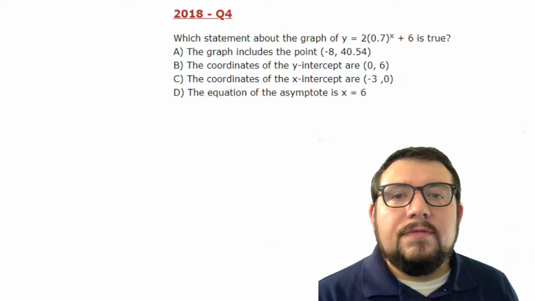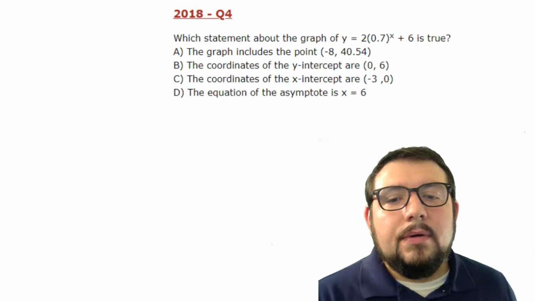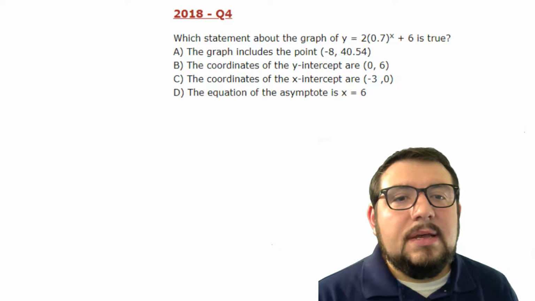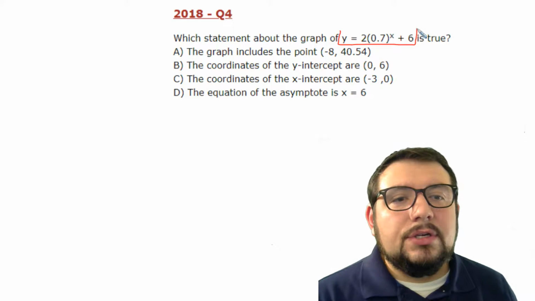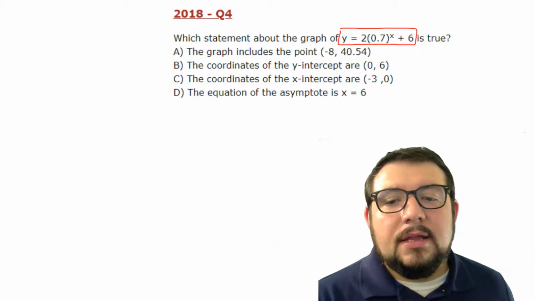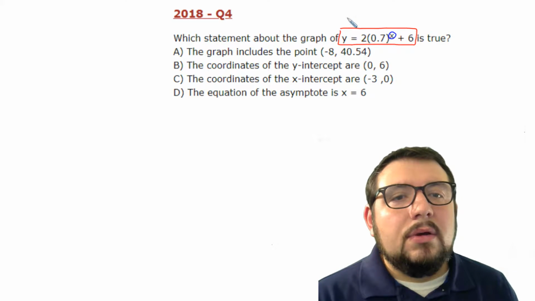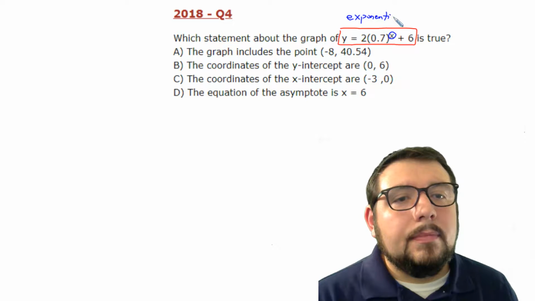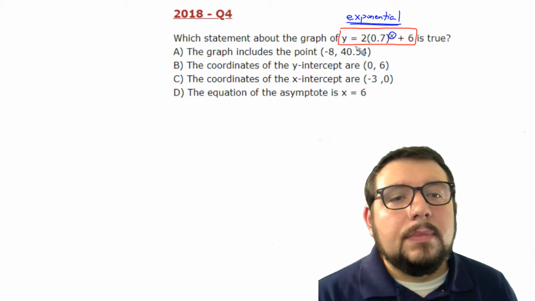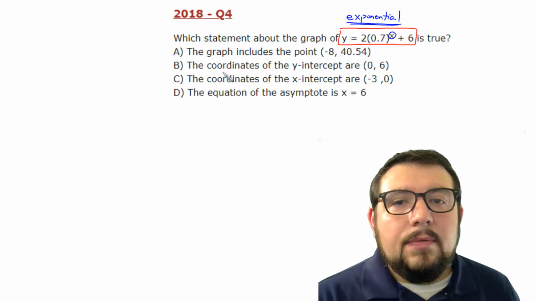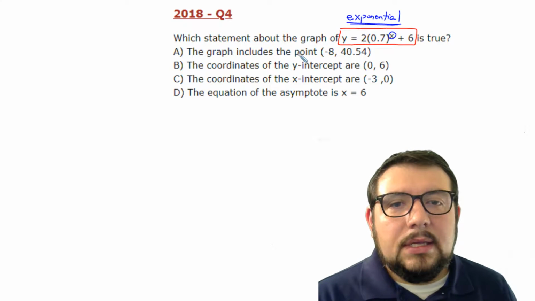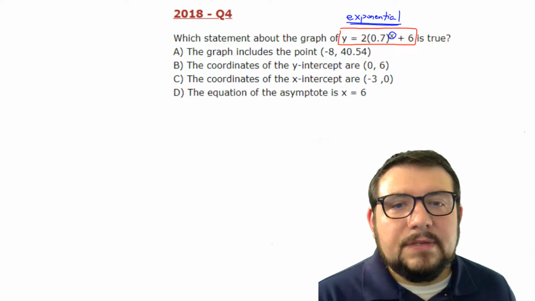Today we'll be solving question 4 from the 2018 Algebra 1 STAAR by hand. So let's get started. In this question it says the statement about a graph of this function. The important thing to understand is that right away in the equation I see the letter x is an exponent, which means that this is an exponential function. So what am I going to do? Well, I'm going to look at these answer choices here, and I'm going to think about the exponential function and which one seems to fit.